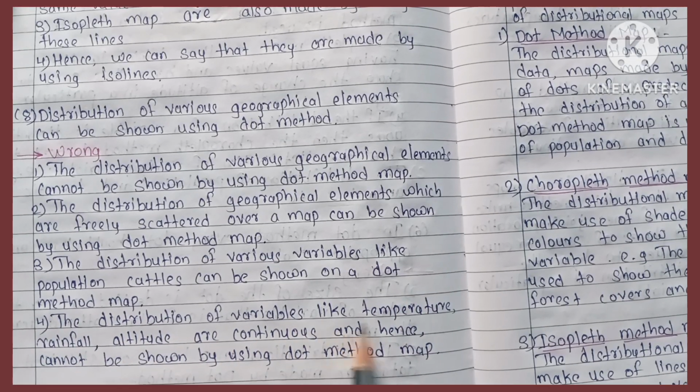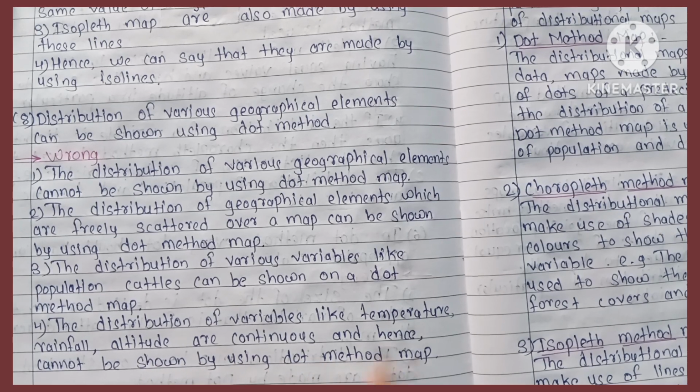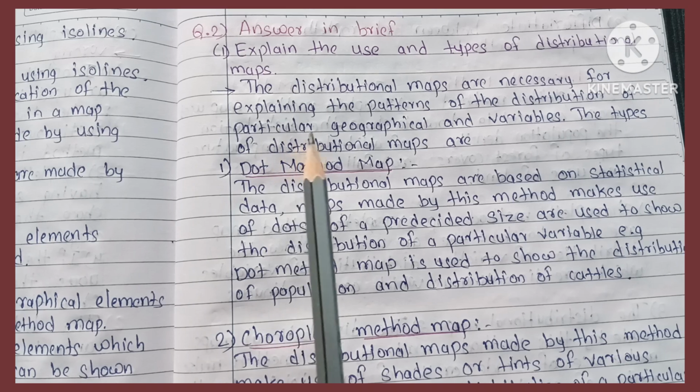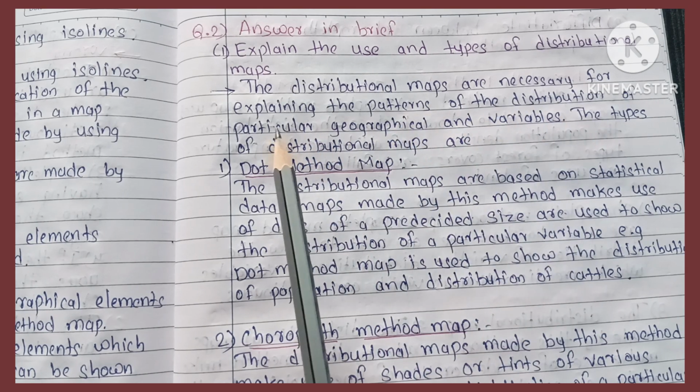Distribution of variables like temperature, rainfall, altitudes are continuous and hence cannot be shown by using dot method map. Second question, answer in brief. Explain the use and types of distributional map.